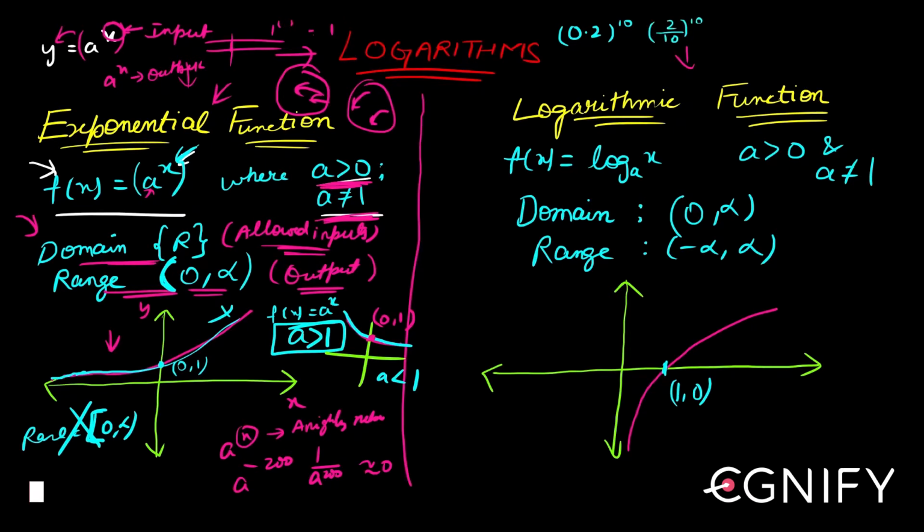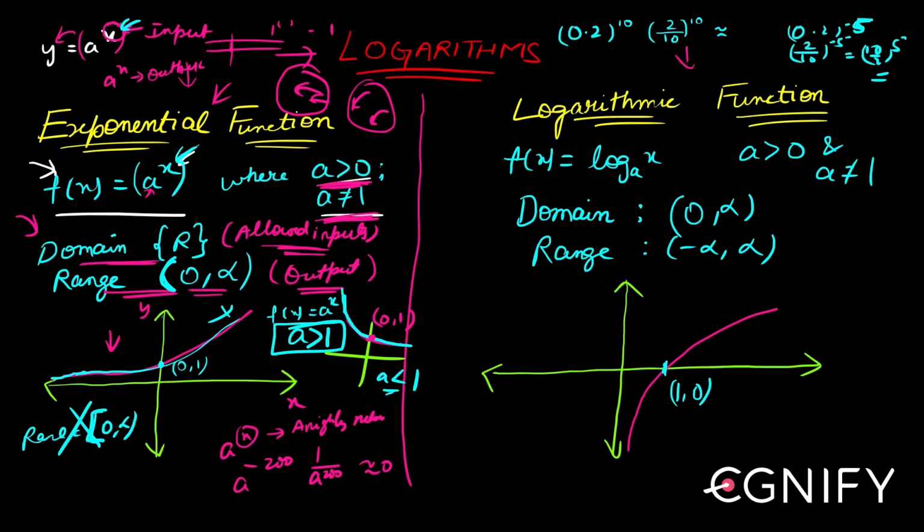2 by 10 power 10 is a very, very small value. But if I do 0.2 power minus 5, that is like 2 by 10 power minus 5, which is like 10 by 2 power 5. Now this is a huge value. So if you are going towards the negative x, if you are giving negative inputs for a less than 1, then you are getting a bigger value.